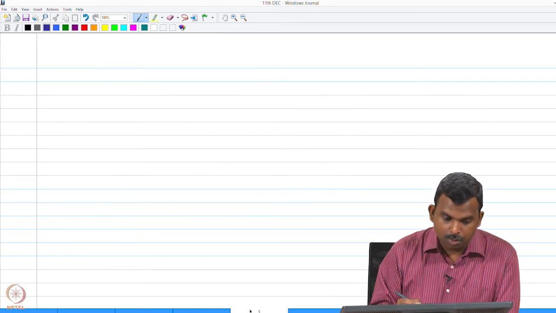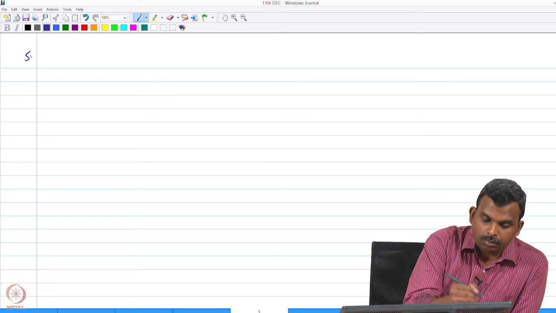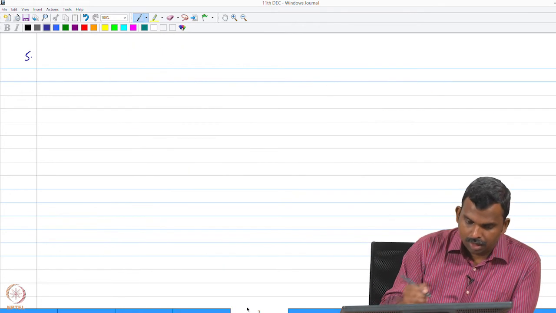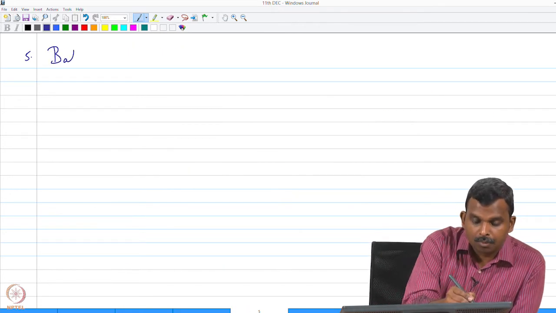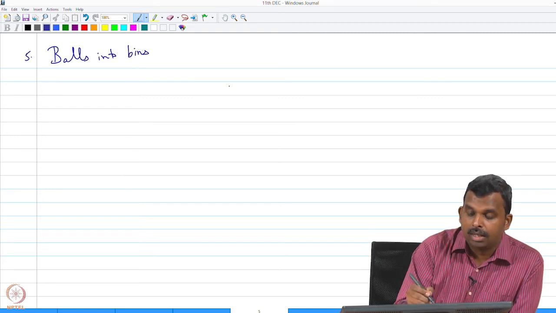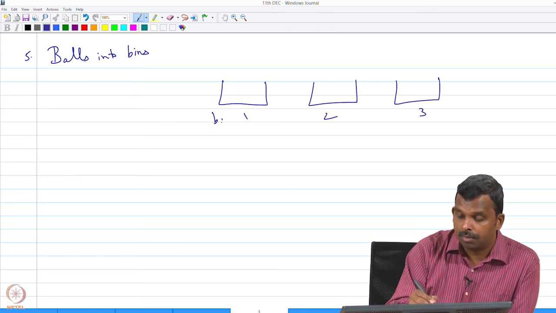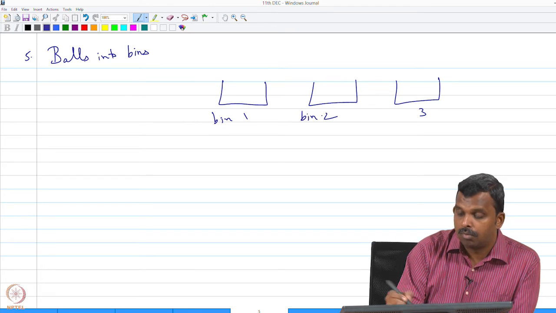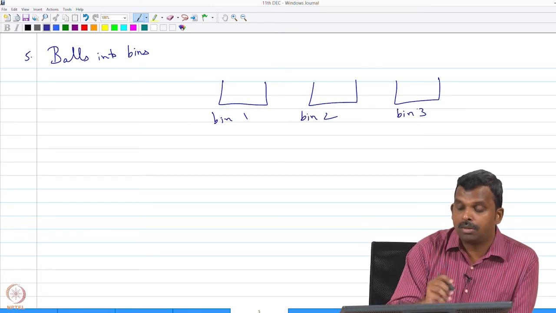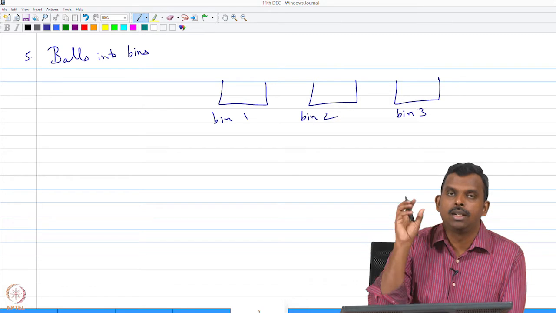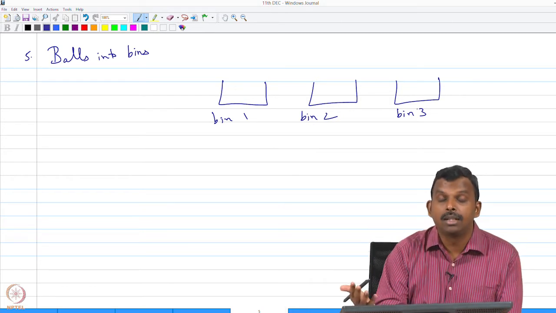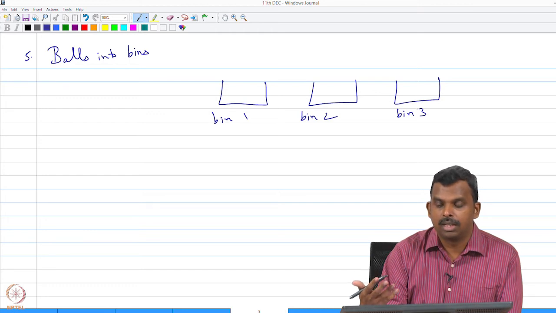Okay, we are going to see one more example, which is the 5th one: balls into bins. Let me take 3 bins for simplicity, bin 1, bin 2, bin 3. You remember this experiment. There are balls that you close your eyes and throw in, and it is equally likely that they will end up in each of these bins, and at the end of the day you want to count how many balls are in how many bins.